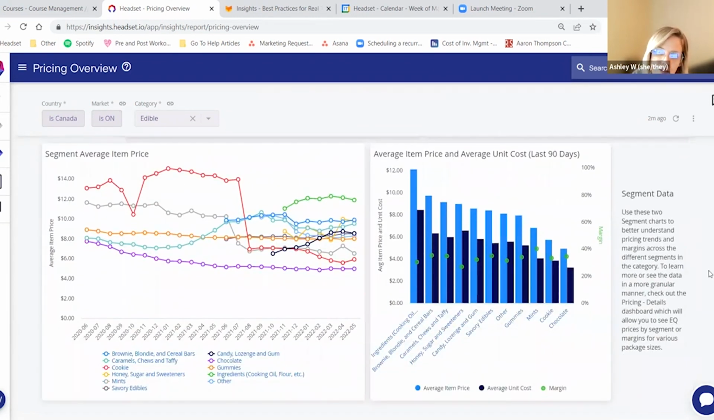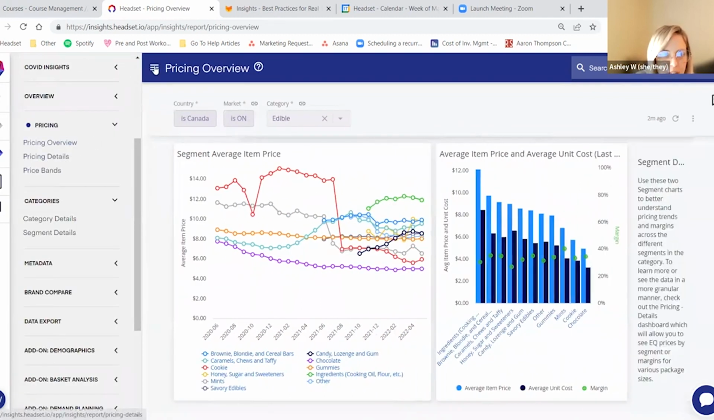I always recommend that folks take a peek at the average item price in this particular visualization. This will be repeated for you on your pricing details. And one of the ways that you can leverage that is, let's say we wanted to look at some specific brands or maybe our own brands in Ontario. When we get into the pricing details, we'll have a plethora of additional filters available for us here. And this visualization will be repeated.